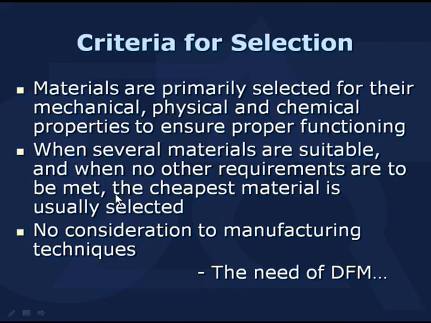The second point on your screen: when several materials are suitable, meaning there are a number of materials which meet all the mechanical, physical and chemical properties required by the application, and no other requirements have to be met, the cheapest material is usually selected. So now from the technological considerations, we are coming to the secondary considerations like cost and availability, recycling, service life. Primarily we have to look at the material from the technological point of view, that is the physical, chemical and mechanical properties, and then we will come to the subsidiary or secondary criteria, that is the cost and availability.